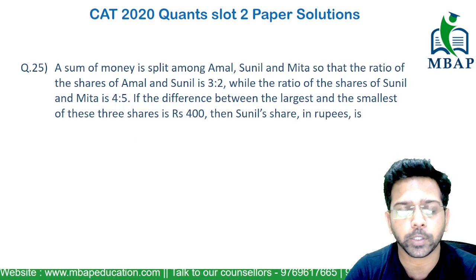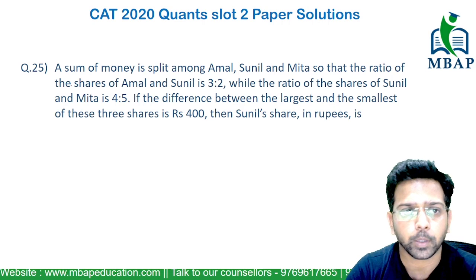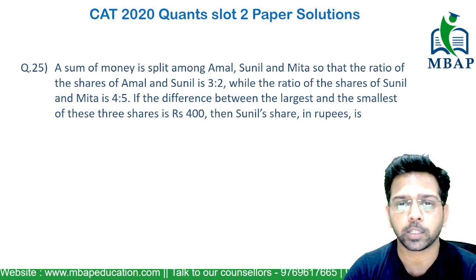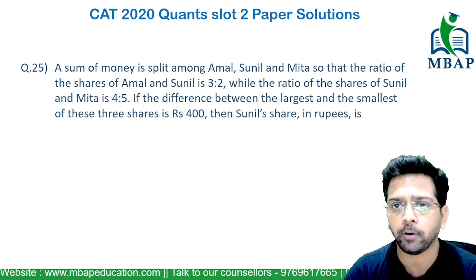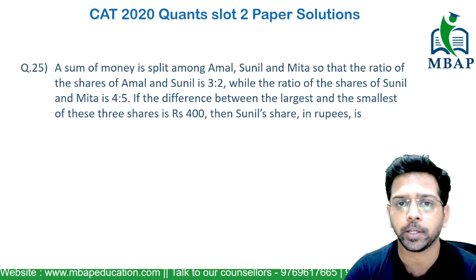Let's take the next question, which is a very easy question. I'm sure all of you will be able to solve it quickly. The question says the sum of money is split between Amal, Sunil and Meeta, so that the ratio of the share of Amal and Sunil is 3:2, and the ratio of the share of Sunil to Meeta is 4:5. If the difference between the largest and the smallest share is 400 rupees, find Sunil's share.